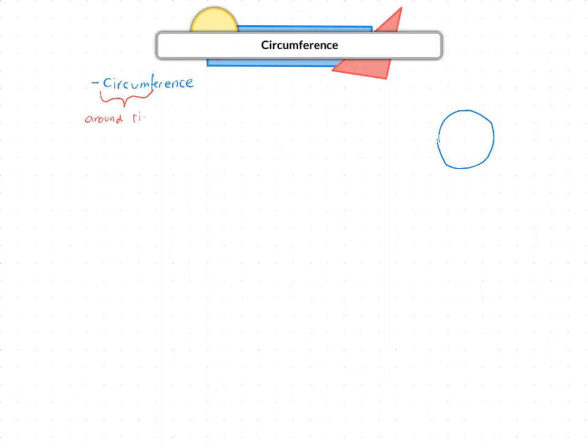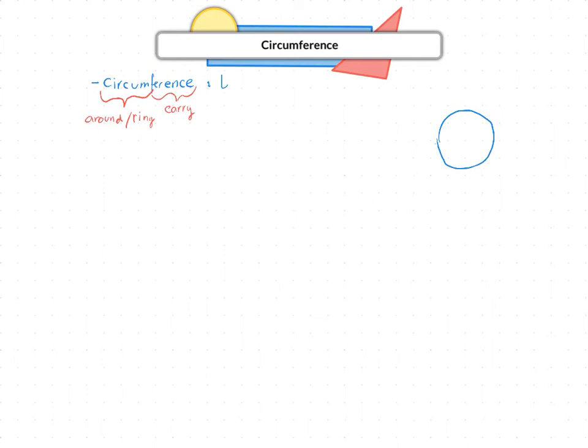So we're talking here around a ring, and in this case the ring is the outside of a circle, which kind of looks like a ring. Ference comes from the word that means carry. So circumference means to carry around a ring, which doesn't actually seem to relate very much, but hopefully you can see the link here.